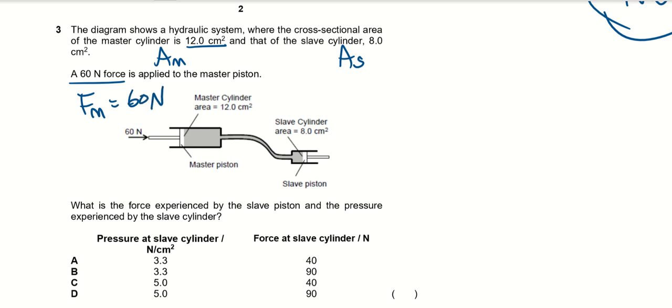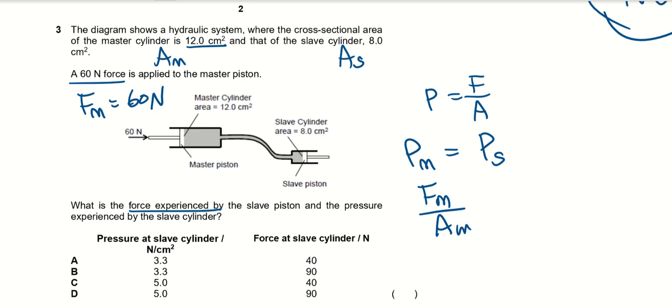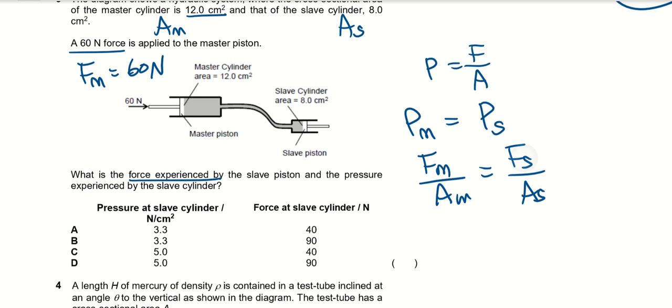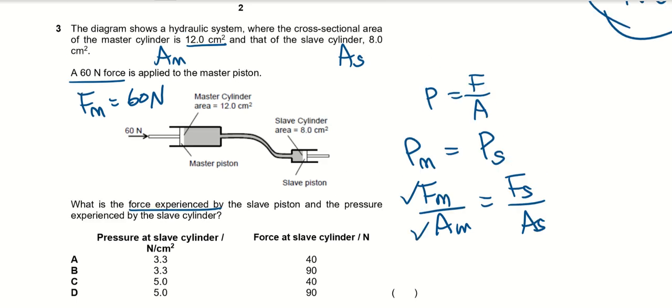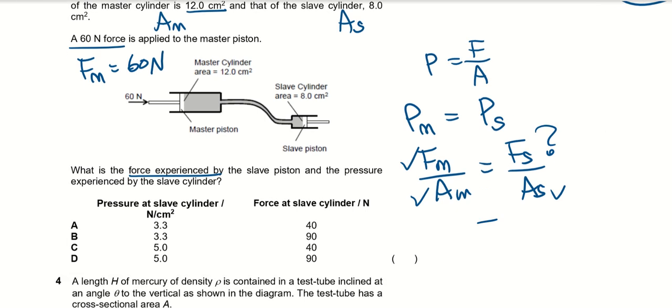Okay, now what is the force experienced by the slave piston and the pressure experienced by the slave cylinder? So pressure equals force over area. Because of the hydraulic press, Pascal's principle, pressure experienced at master will be equal to the pressure experienced at the slave. That means I can convert this to Fm over Am equals Fs over As. And we have all this information. We have Fm, we have Am, we have As, but not Fs. So let me calculate what is Fs.